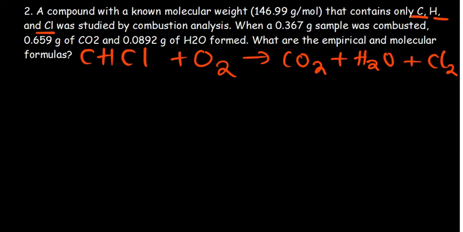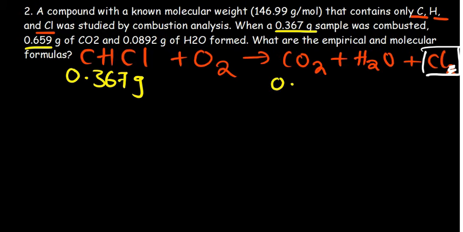Now, if you pay attention to this question, what information have they given us? They have not given us the amount of chlorine that was produced, so don't worry much about that. The key information is we've been given the mass of a sample, 0.367 grams. Carbon dioxide, the mass has been given to be 0.659 grams. Water has been given to be 0.0892. So it's very important each time you're answering these questions, you come up with the data and have it at your fingertips.